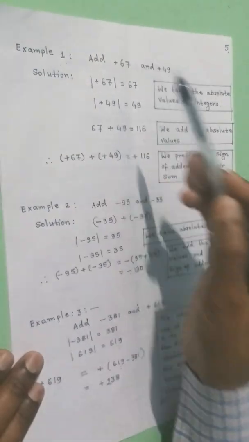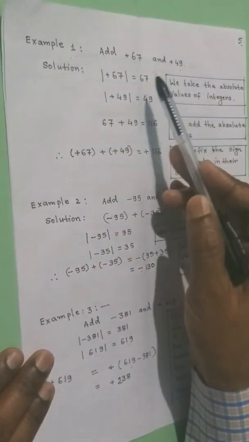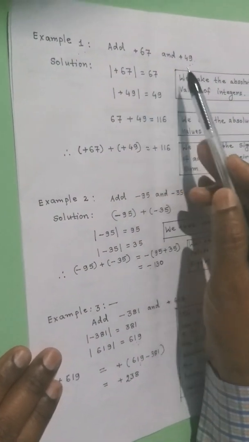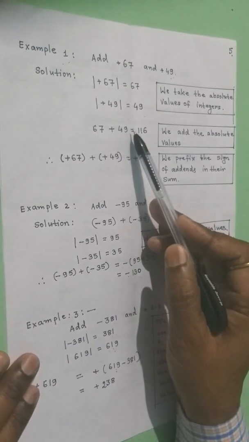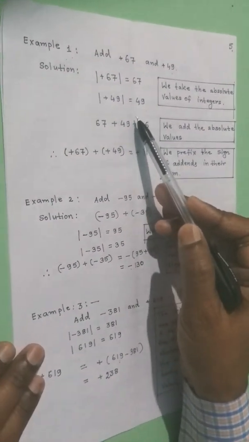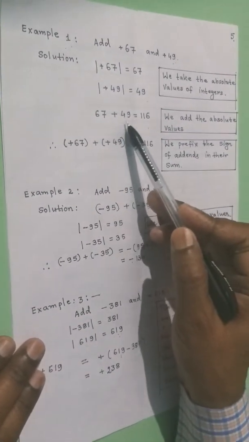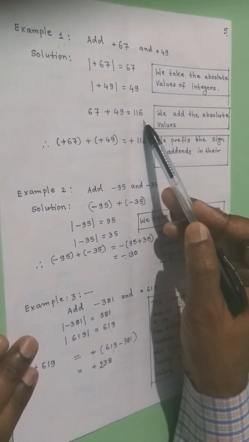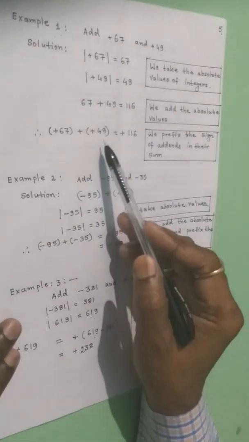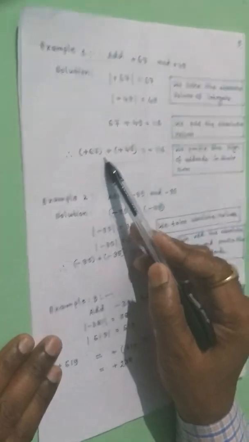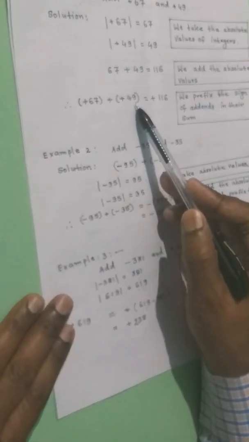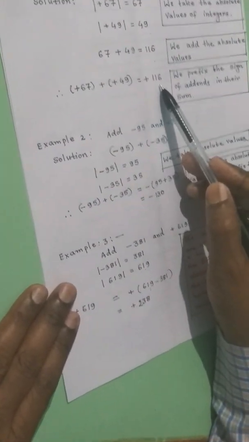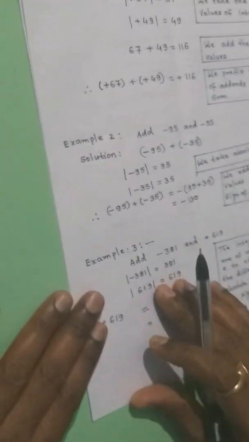Since in this case we find that both the integers have the same sign, that is the positive sign, we add the absolute values, that is 67 plus 49 is equal to 116. Therefore, plus 67 plus 49 is equal to plus 116.